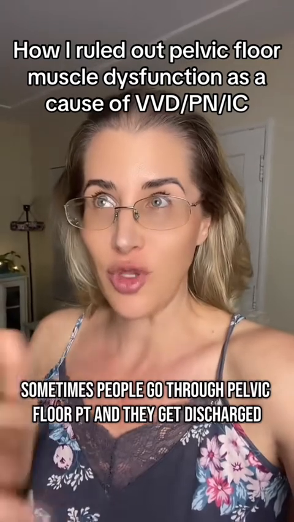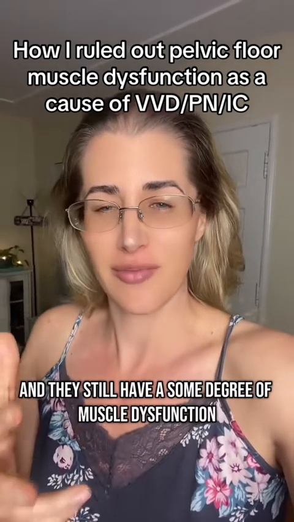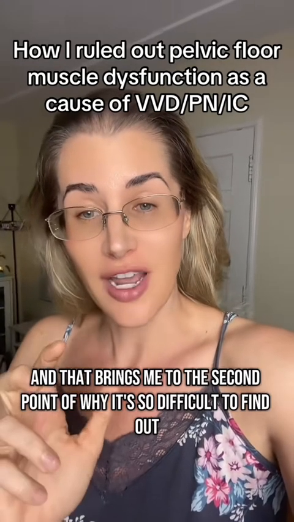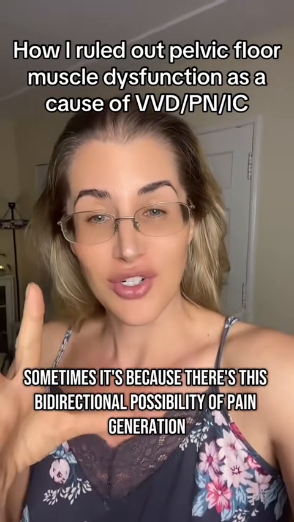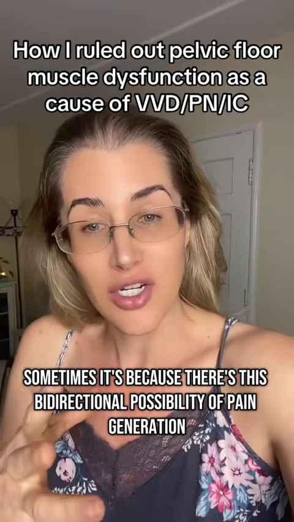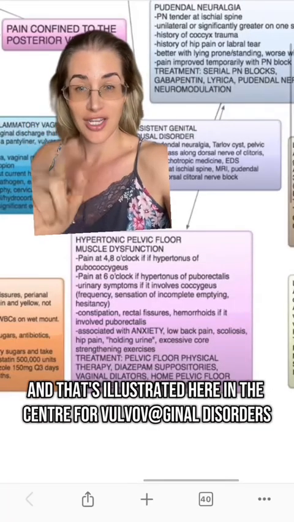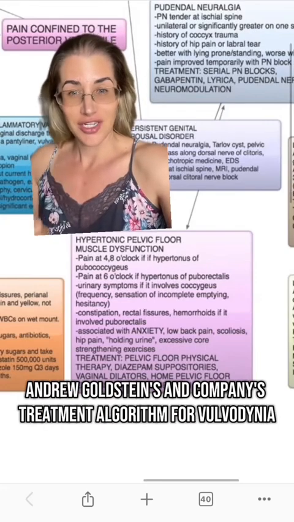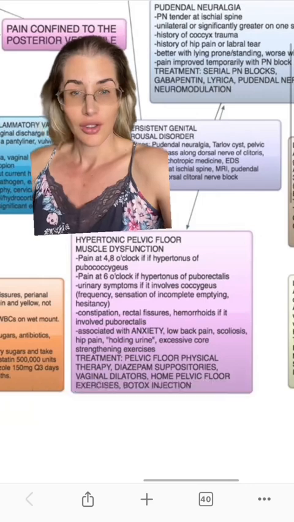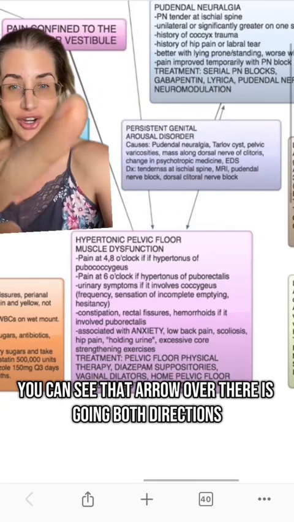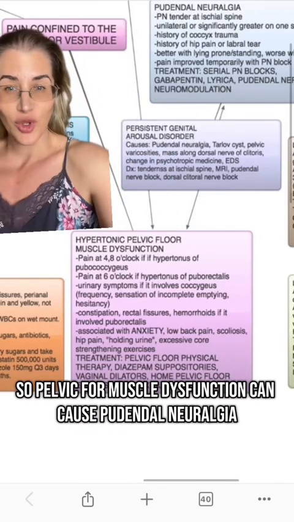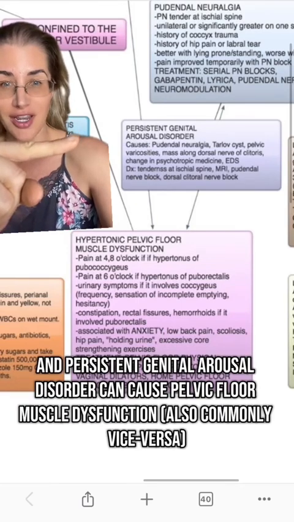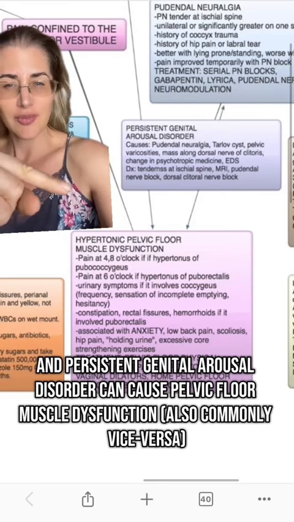And sometimes people go through pelvic floor PT and they get discharged and they still have some degree of muscle dysfunction. And that brings me to the second point of why it's so difficult to find out sometimes, which is that there's this bidirectional possibility of pain generation with pelvic floor dysfunction. That's illustrated here in the Center for Vulvovaginal Disorders, Andrew Goldstein and company's treatment algorithm for vulvodynia. You can see that arrow over there is going both directions. So pelvic floor muscle dysfunction can cause pudendal neuralgia. Pudendal neuralgia and persistent genital arousal disorder can cause pelvic floor muscle dysfunction.